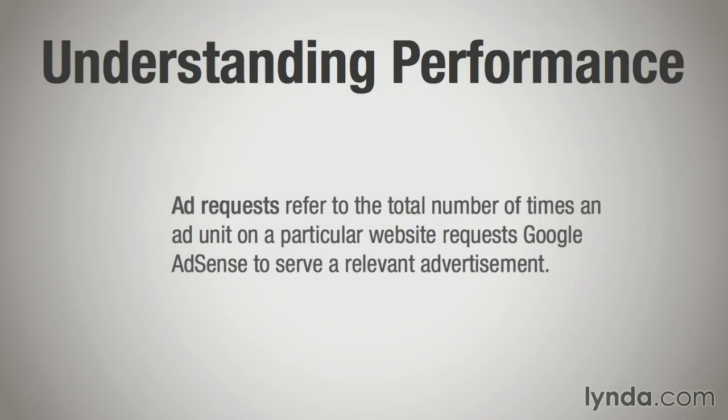Ad requests refer to the total number of times an ad unit on a particular website requests Google AdSense to serve a relevant and related advertisement. In other words, every time a user goes to a page on your website with an ad unit, that ad unit is requesting Google AdSense to put an ad inside of it. Hopefully, as we'll talk about with the next term, every time you request an advertisement to be served, one appears on your website.